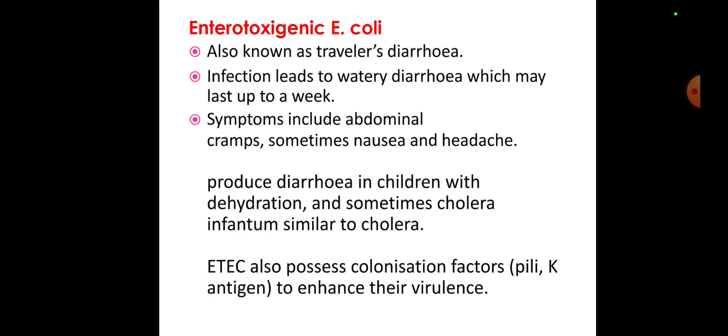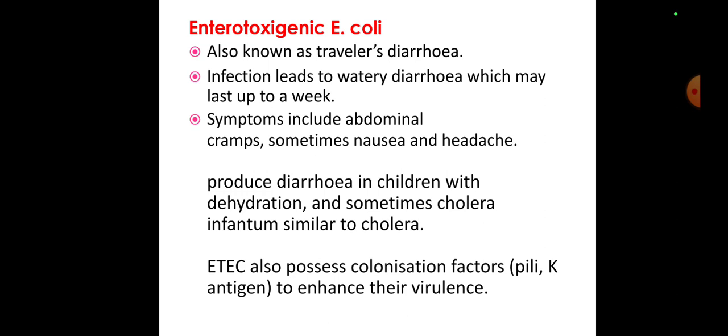And coming to the enterotoxigenic E. coli, it is also known as traveler's diarrhea, as this E. coli is mostly present in the lower intestine of the warm-blooded animals. Most of the symptoms and diseases are related to the digestive system. So this infection leads to watery diarrhea which may last up to a week. It also includes symptoms like abdominal cramps, and sometimes nausea and headache, and it also produces diarrhea in children with dehydration, and sometimes cholera infantum, that is similar to cholera disease.